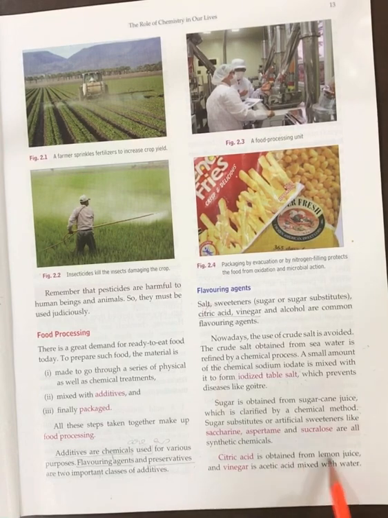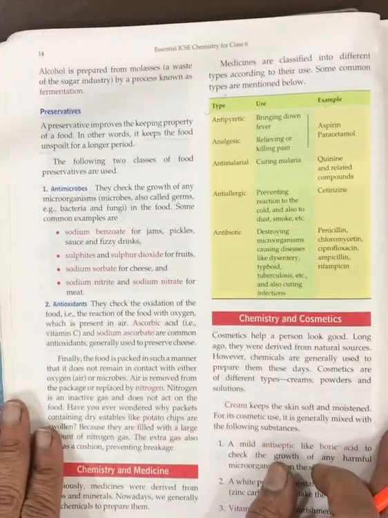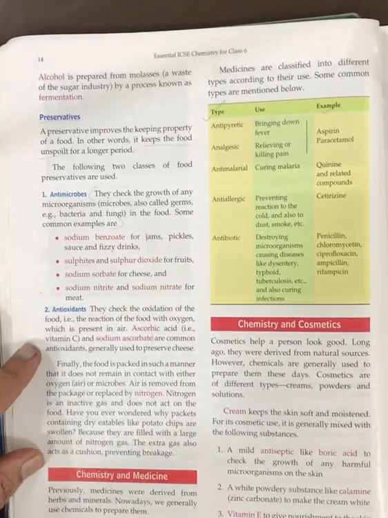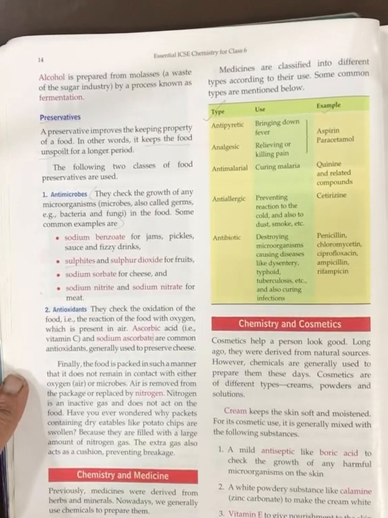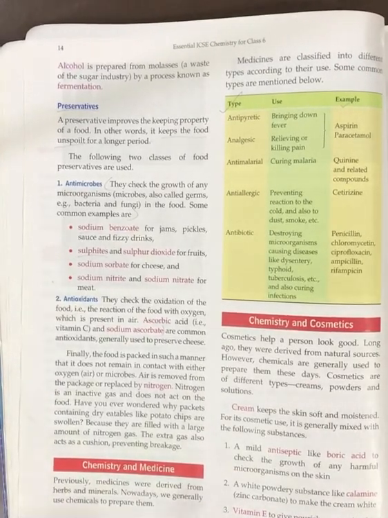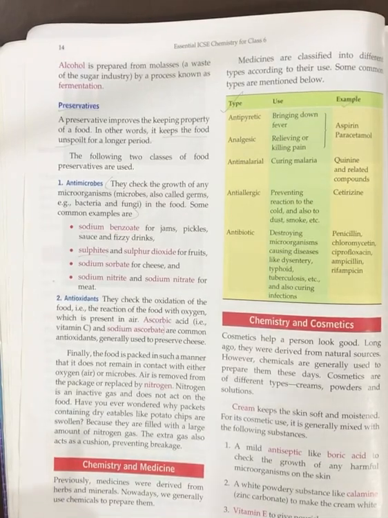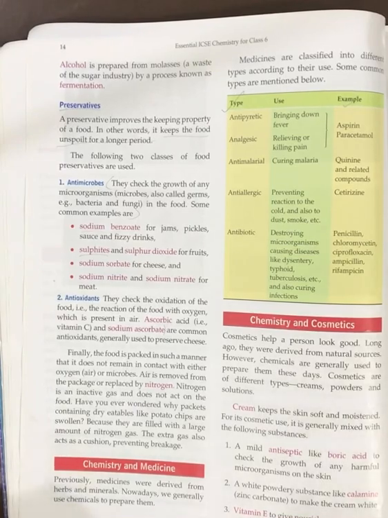Citric acid is obtained from lemon juice, and vinegar is acetic acid mixed with water. So vinegar is made by adding acetic acid to water. Alcohol is prepared from molasses, a waste of the sugar industry, by a process known as fermentation. So alcohol is prepared by the fermentation of molasses, which is the waste of the sugar industry.